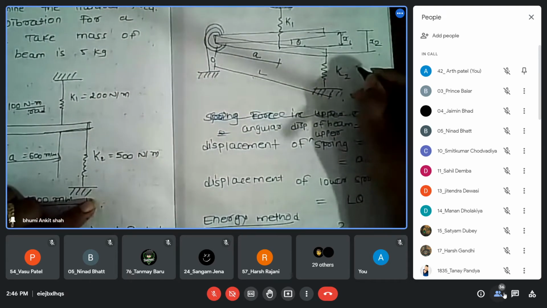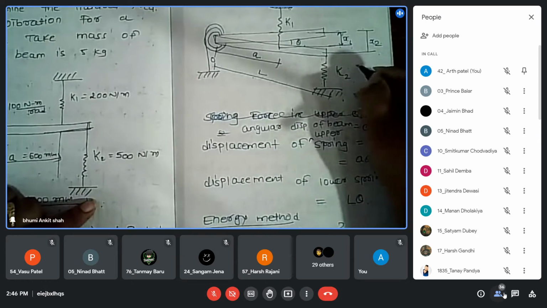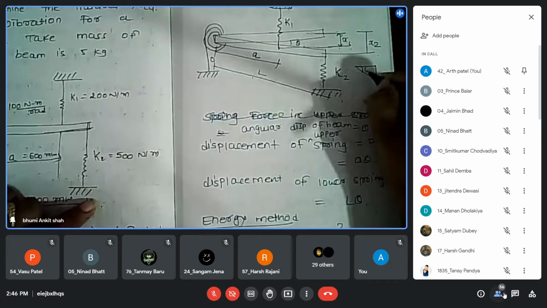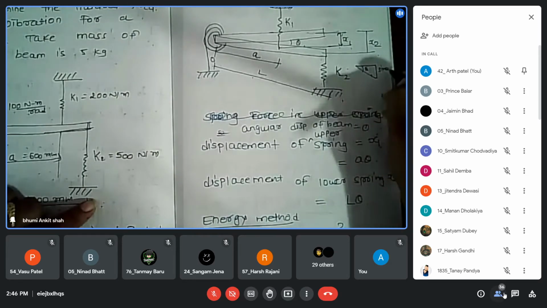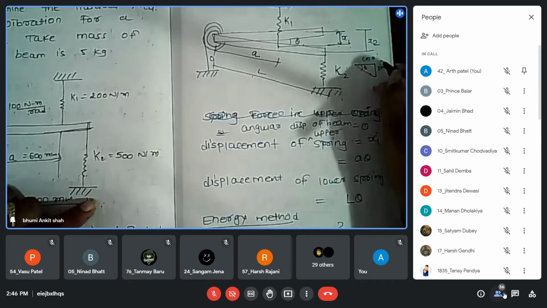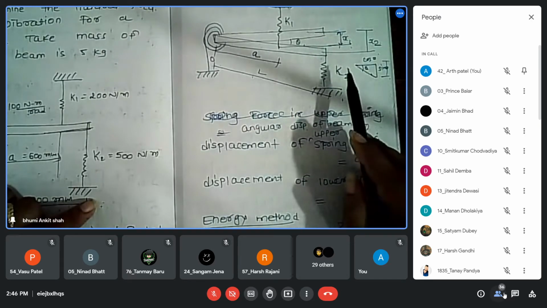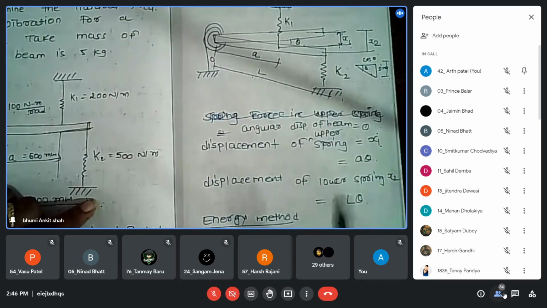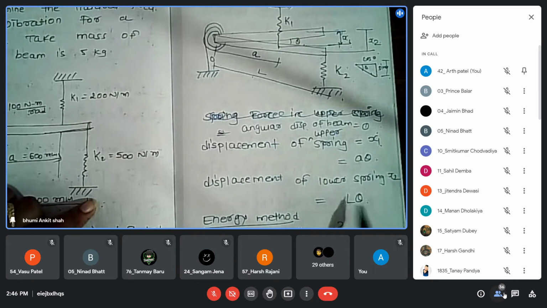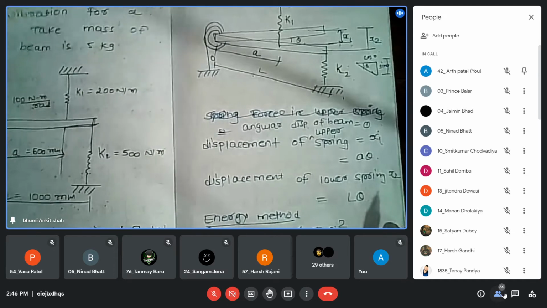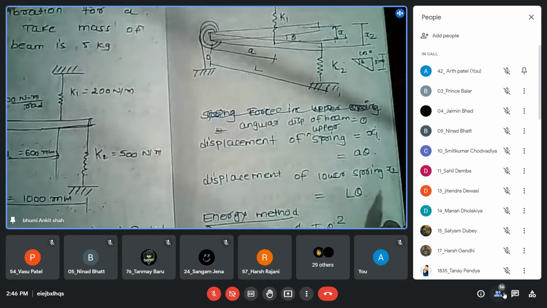See, this is your angular component. This is the horizontal component. This component you are measuring. So theta, sine theta, cos theta. So you are measuring this x1 and x2, right? It will be A sine theta and L sine theta. So you can write A theta and L theta. In this way you can calculate x1 and x2. Clear? This is clear?